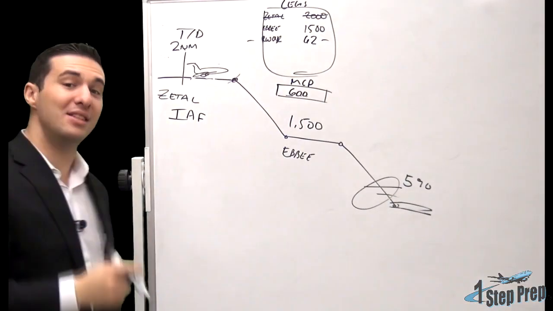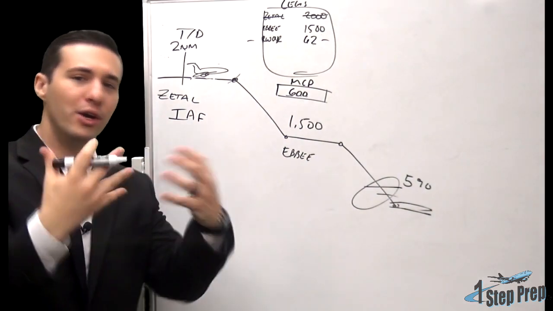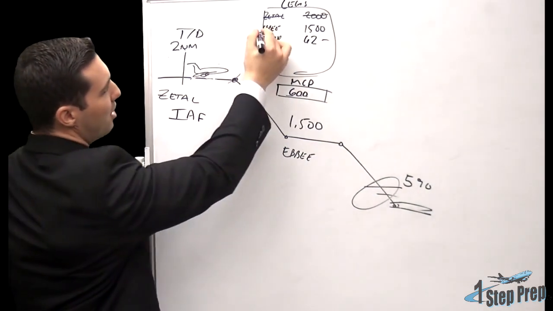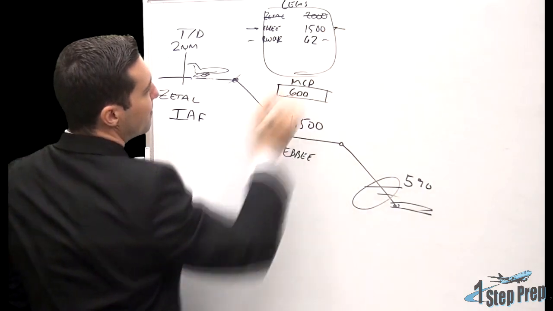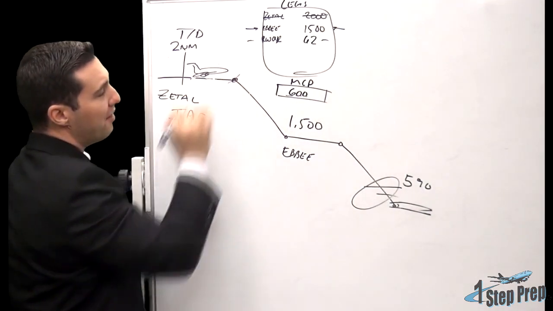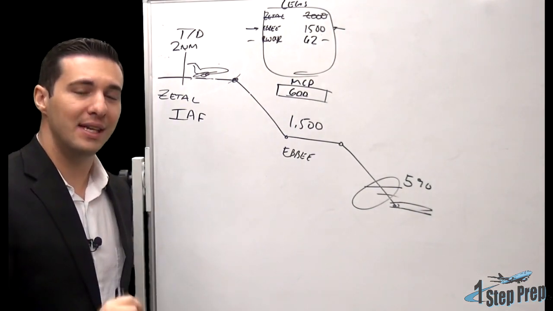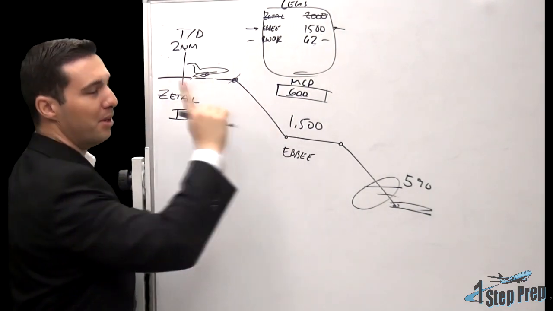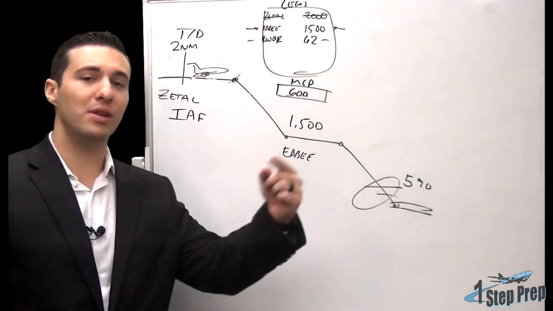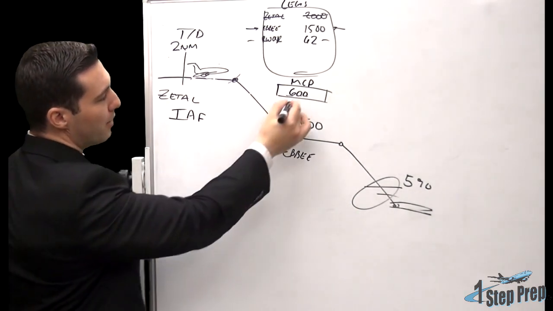It'll say, okay, well, I've made it to ZTAL at 2,000 feet. Where do I go next? And the next point is going to be EBI at 1,500 feet. Now, the aircraft will say, before I descend to 1,500 feet, let me check the MCP. Because remember, the MCP takes priority over the legs page. So the MCP will now reflect 600.